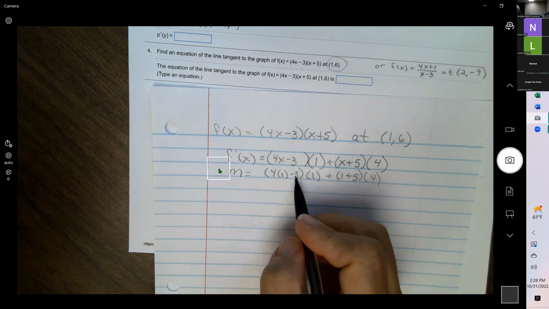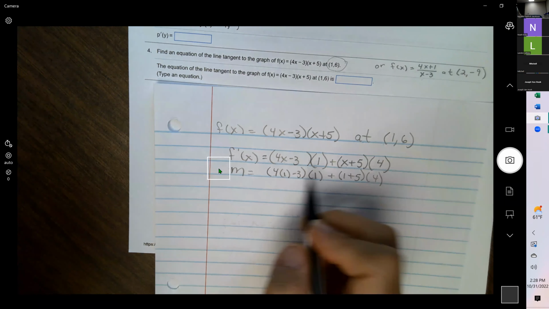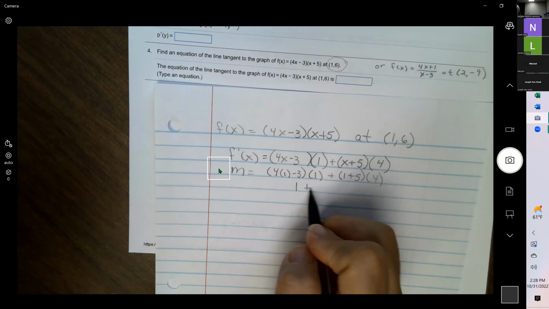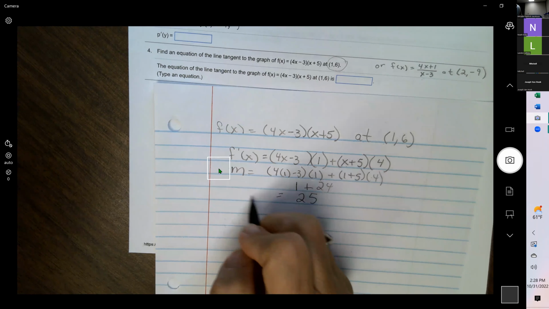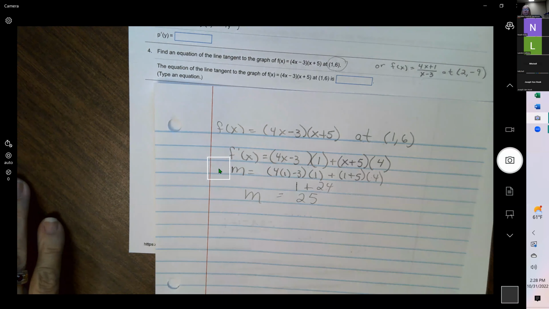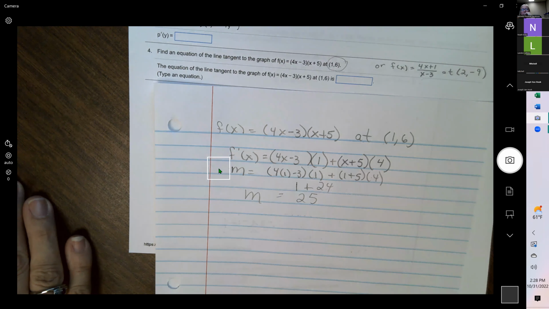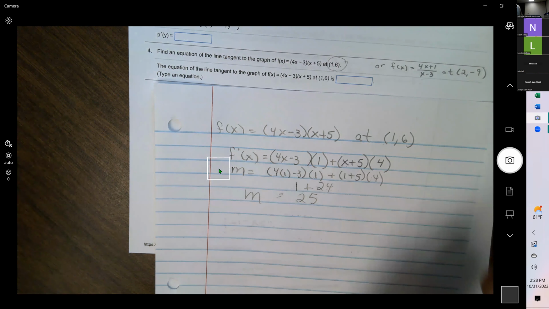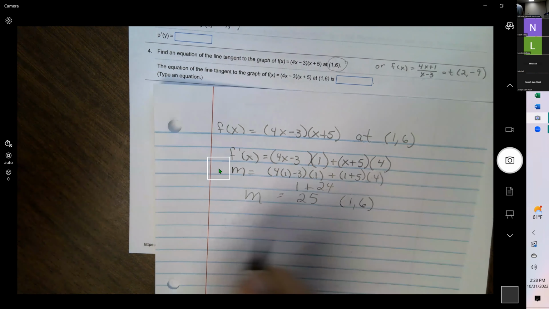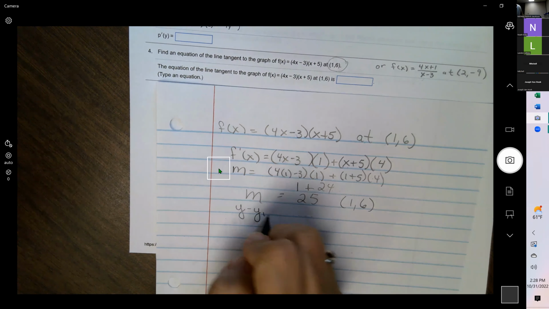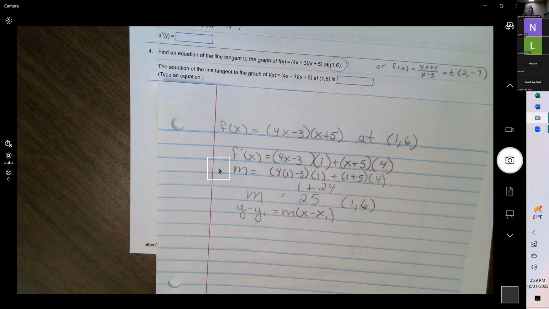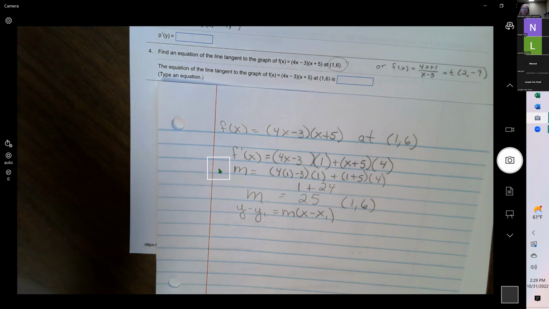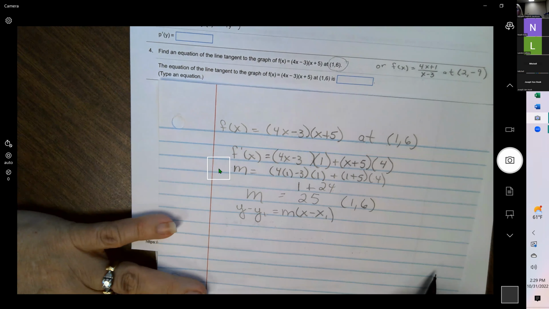Then calculate 4 minus 3. Well, you can plug it into your calculator, but 1 times 1 is 1. 6, 24, 25. So this is our slope, and our point is 1, 6. And we know y minus y1 equals m times x minus x1. Any questions so far?